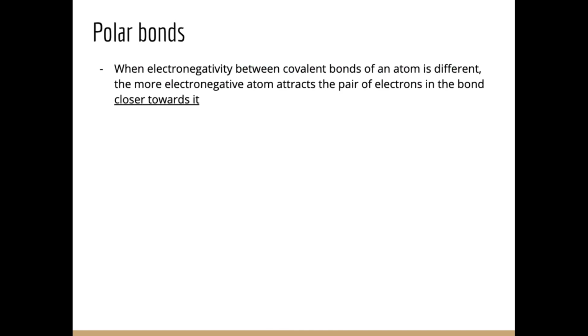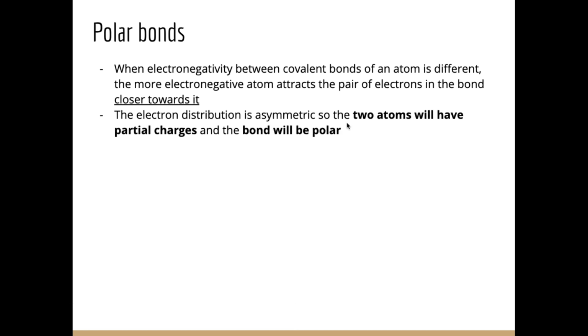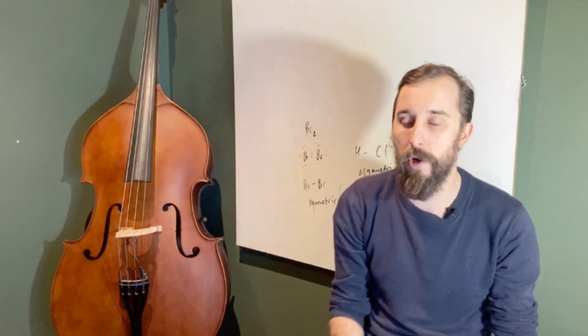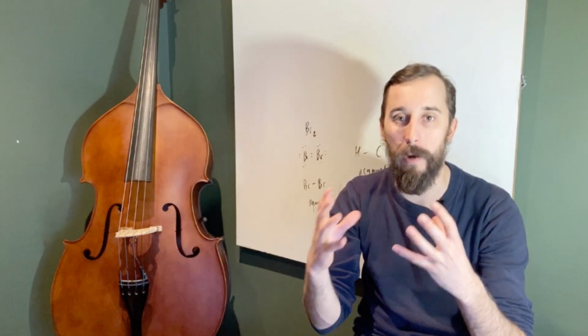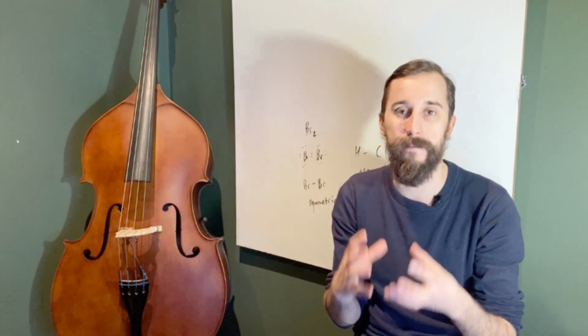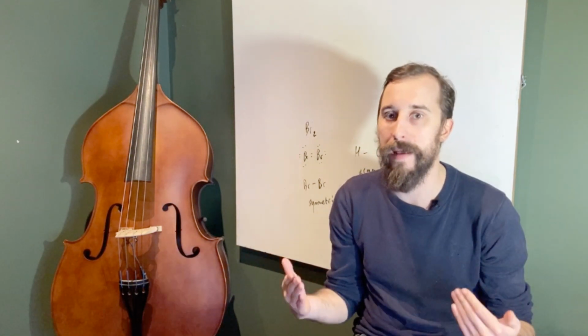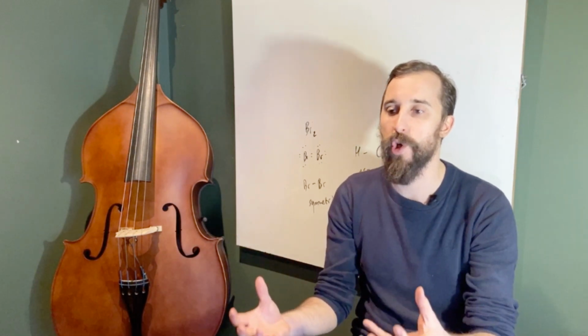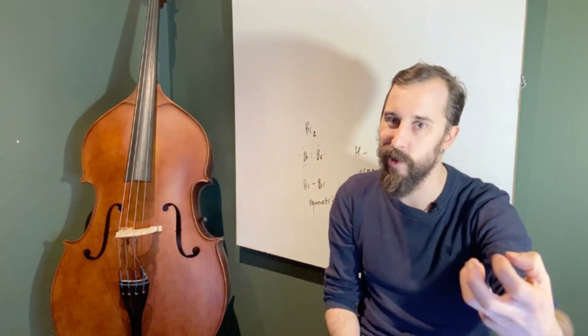Polar bonds. When electronegativity between covalently bonded atoms is different, the more electronegative atom attracts the pair of electrons in the bond closer towards it. The electron distribution is asymmetric, so the two atoms will have partial charges and the bond will be polar. So it's a little bit different to full charges when we talk about donating or accepting electrons. When we're talking about ionic bonds, they get a full negative or a full positive charge. However, this isn't the same as that because there's still a covalent bond. So even though one atom's attracting the electron pair more, it still belongs slightly to the one that's attracting it less.